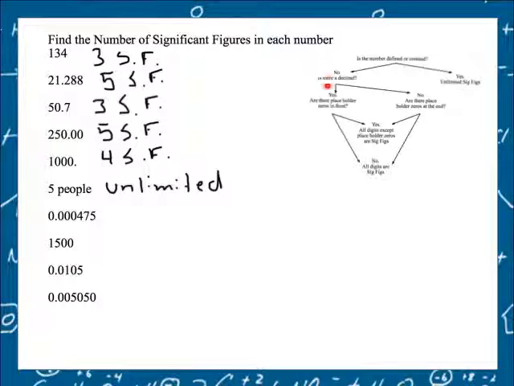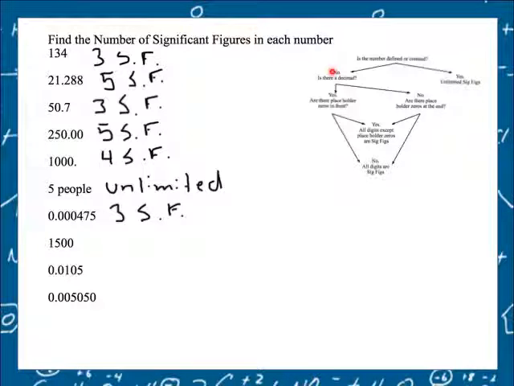0.000475. Is there a decimal? Yes. Are there placeholder zeros in front? Yes. Okay, these are placeholder zeros. A lot of students confuse this and say, well, these zeros are after the decimal. Again, when I'm talking about placeholder zeros in front, I'm talking about zeros in the front of the number. All 4 of these zeros are in the front of the number, so we're not going to count those. The only thing in this one that counts as significant figures are the 4, the 7, and the 5.